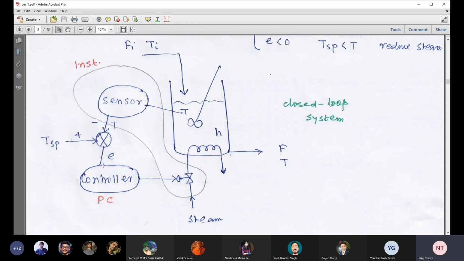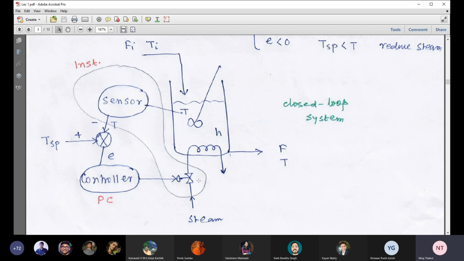Then the error signal goes to the control block. This controller is nothing but a PC, a computer, in which you have written all the programs. What programs? The calculation of this steam flow rate. So after getting this error signal, the controller will compute this steam flow rate. Then that we call the control action. That control action is finally implemented through this valve.